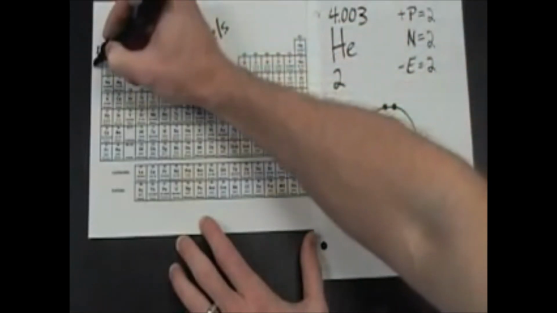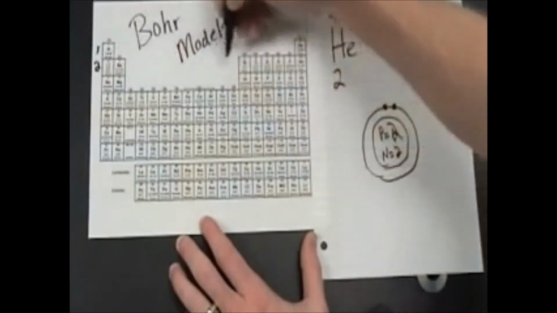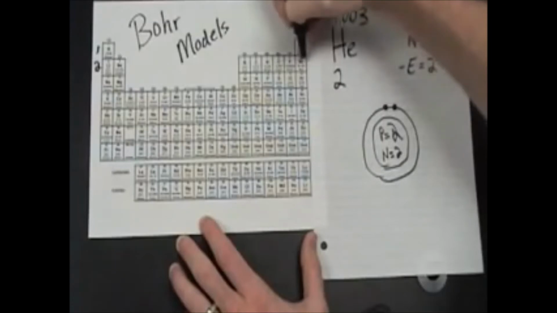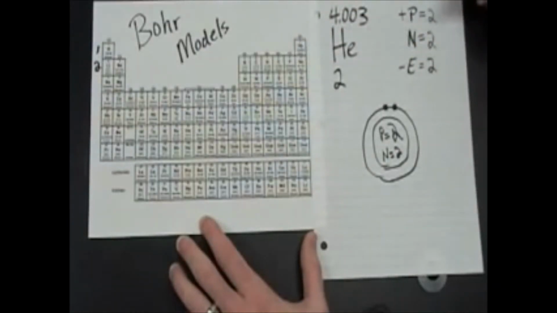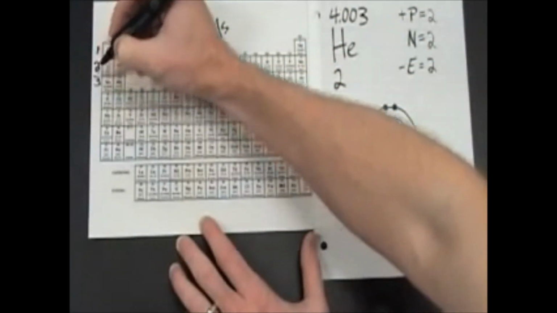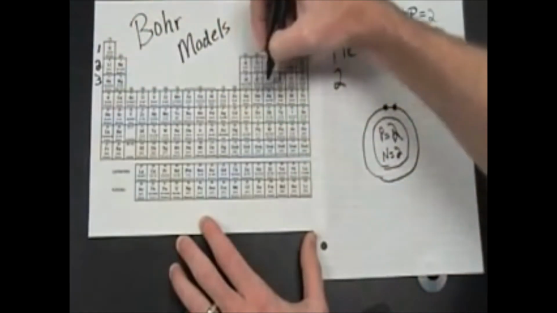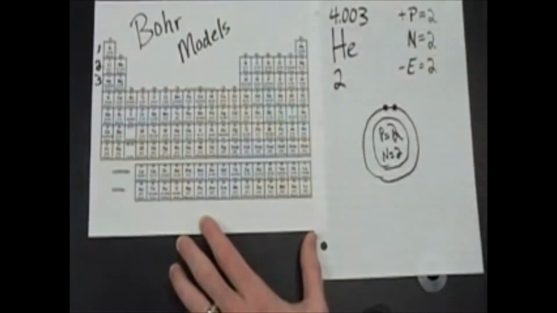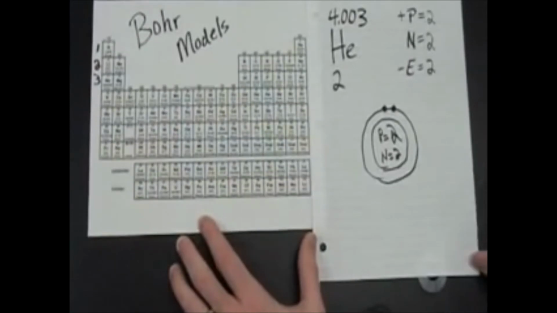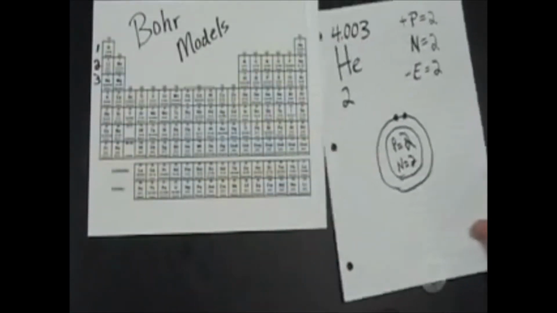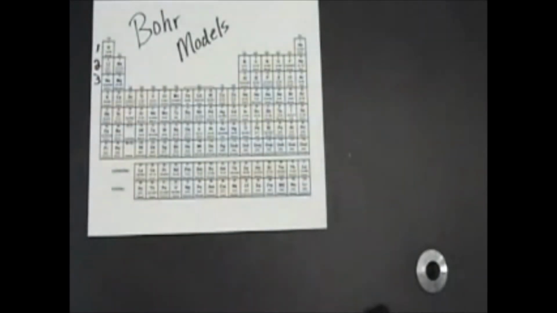You can see that the second period has 8: 1, 2, 3, 4, 5, 6, 7, 8. So it can fit 8 electrons in that shell. And the third period has 1, 2, 3, 4, 5, 6, 7, 8. And that's as far as we'll go with these standard Bohr models, because after that the model starts to fall apart somewhat. Next, let's look at boron.